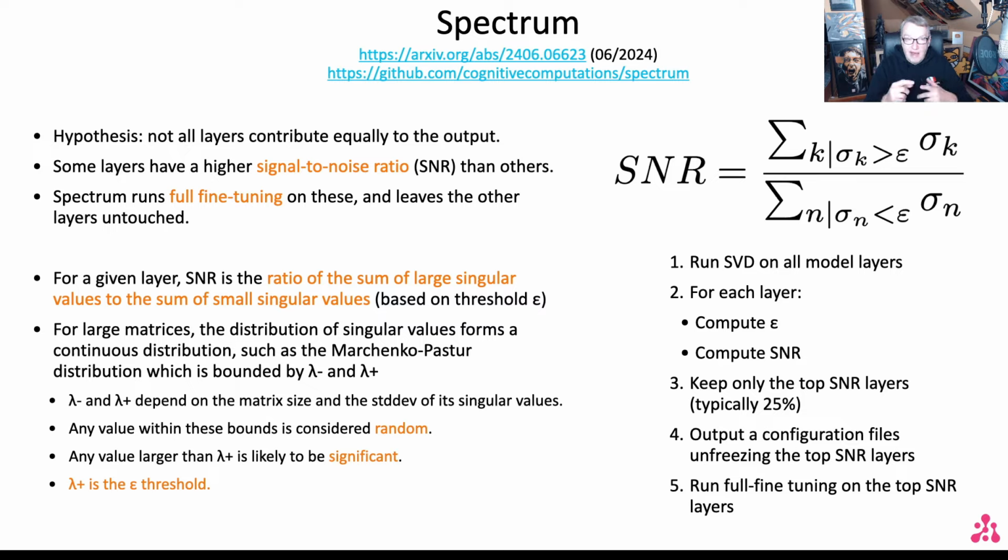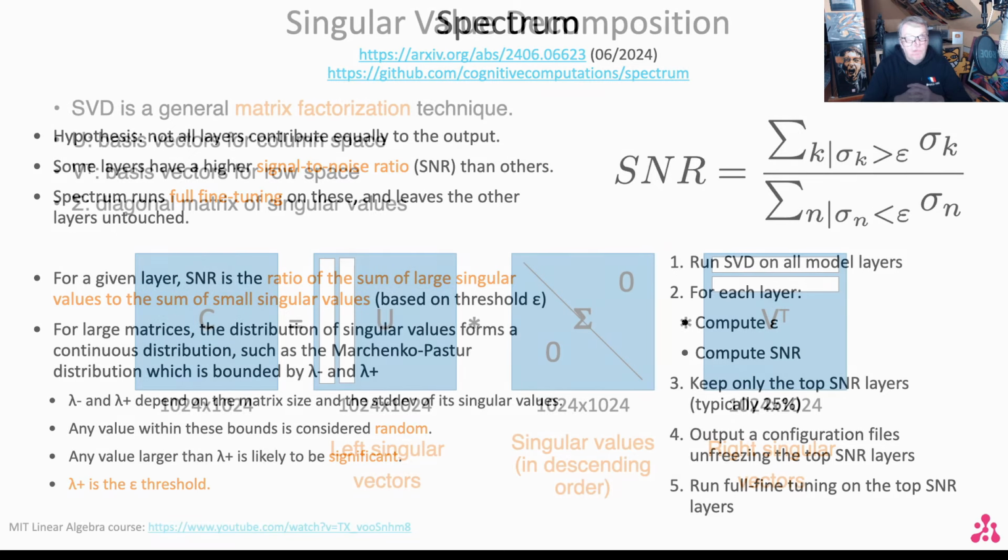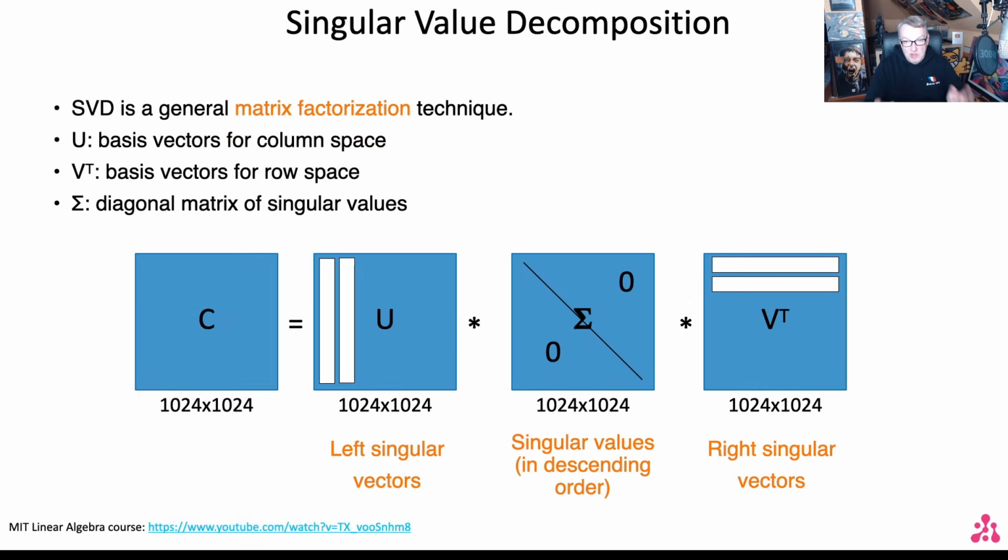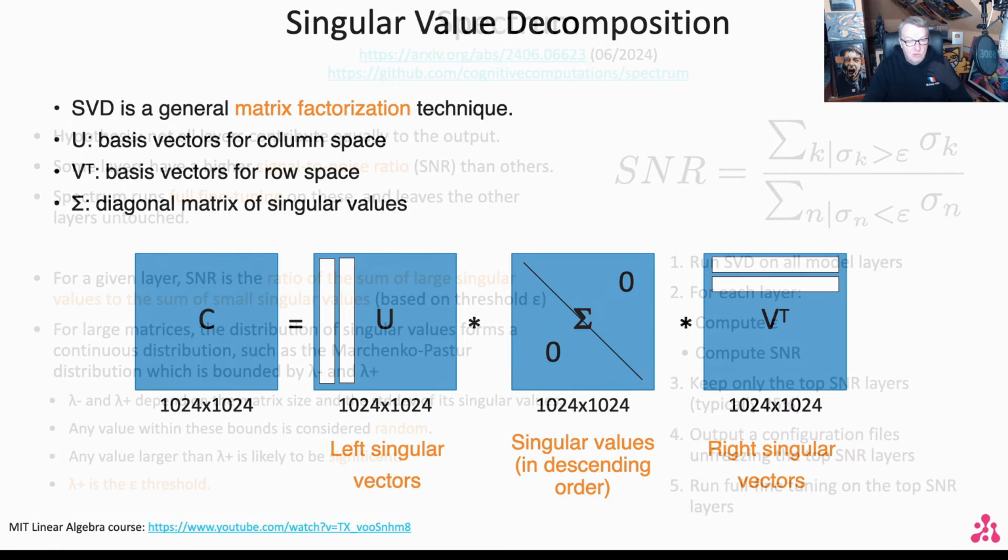And this takes us back to our singular values. So for each layer, we run SVD. Let me show you SVD again for a second. For each layer, we run SVD, which gives us this decomposition, and we'll have all those singular values on the diagonal in descending order. Remember? Okay, let me go back to Spectrum.